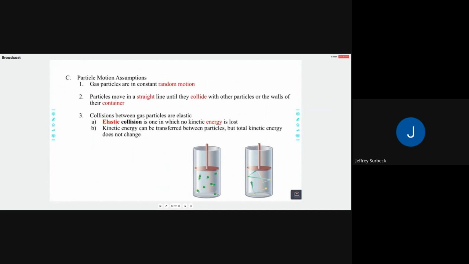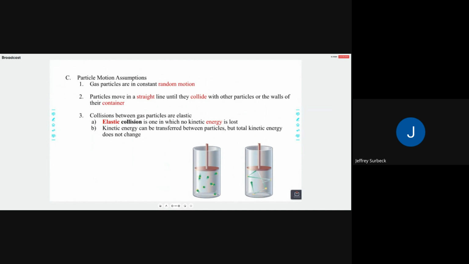Now, one thing we have to emphasize here is collisions. When the particles smack into each other, and you can see them smashing in with the picture here, the collisions are completely elastic. So let's think about what it means to be elastic. If you stretch out a rubber band and let it go, what happens to it? Snap back. I like how you said that. It goes back to its original form before you stretched it out.